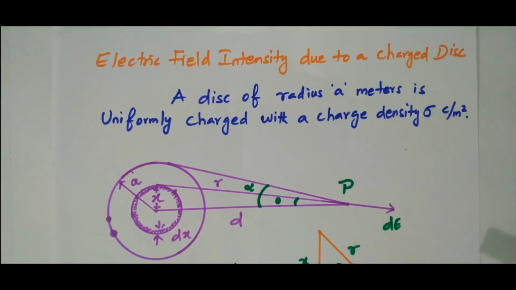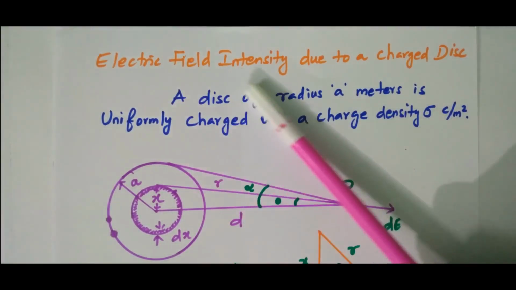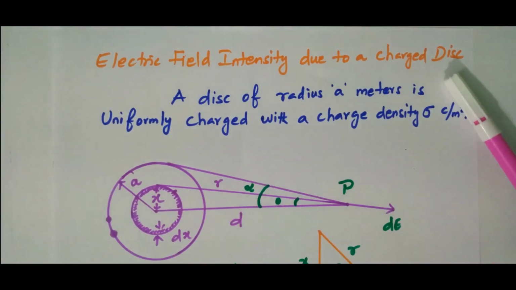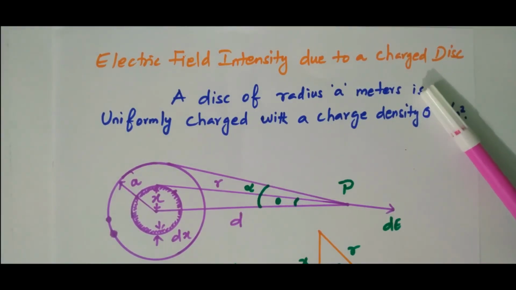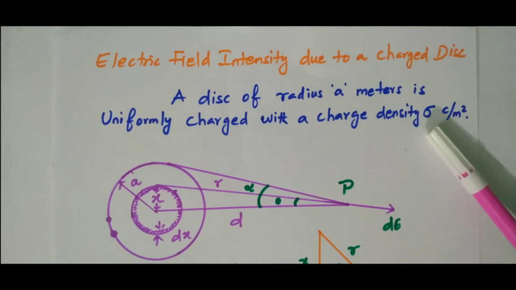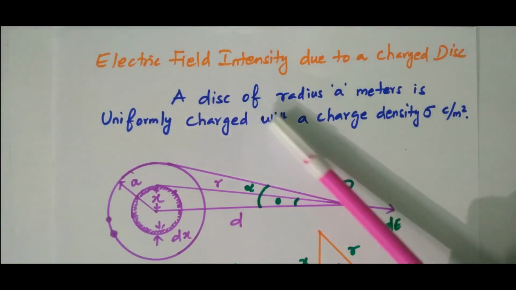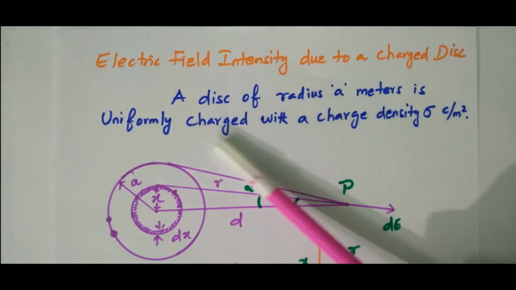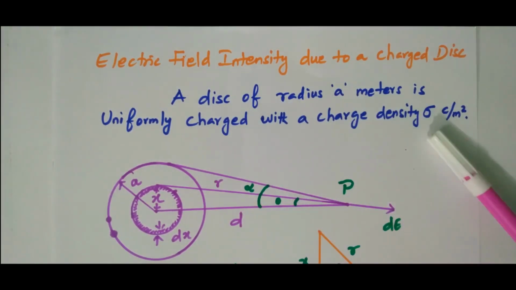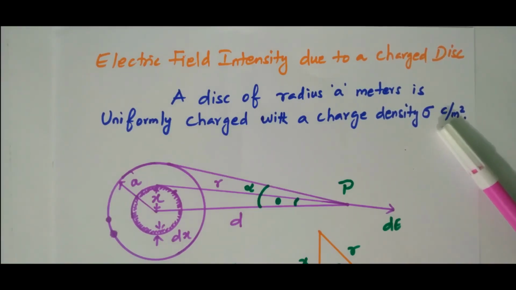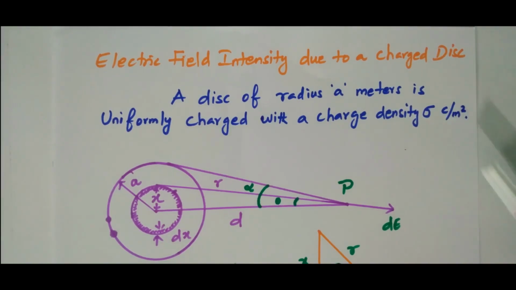Welcome viewers. In this video we will see the electric field intensity due to a charged disk. The charged disk is available. In that we are going to see what is the electric field intensity. A disk with a radius a meter is uniformly charged with the charge density sigma coulomb per meter square. That is nothing but surface charge density. So a charged disk is like a CD, compact disk. The entire surface we are going to consider, so here we are using the charge density sigma coulomb per meter square, right?